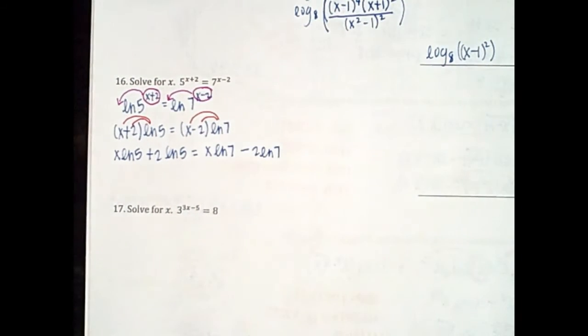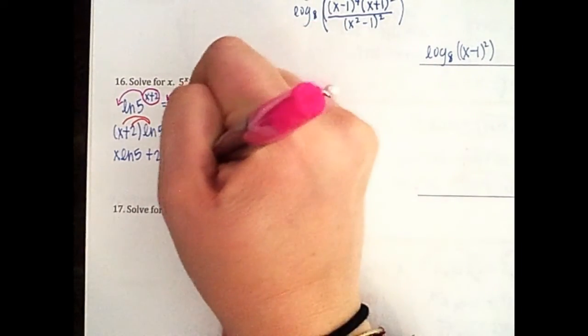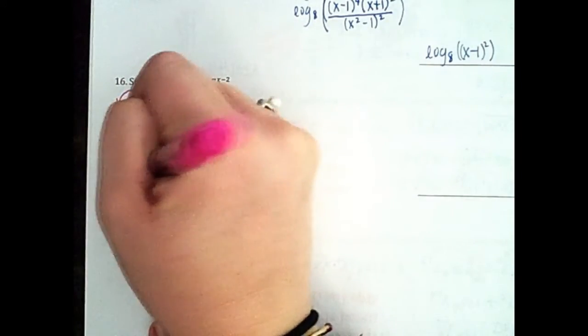Okay, so at this point, remember, our end goal is to get x all by itself. So what I'm going to do is move all of my x terms to one side of the equation and anything without an x to the other side of the equation. So I'm going to subtract x ln of 7 from both sides.